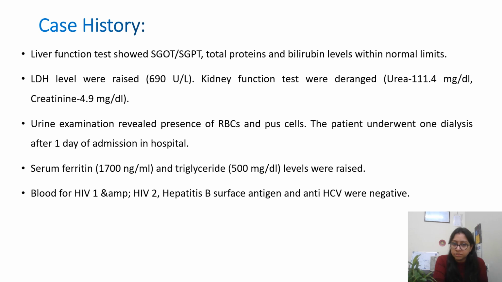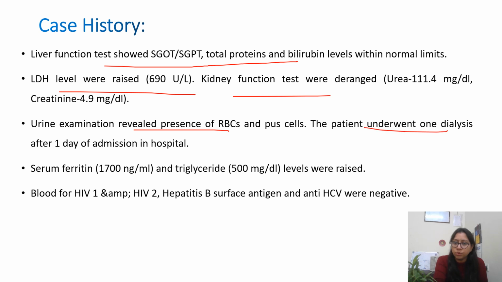LFT in this patient, SGOT, SGPT, total protein, bilirubin, were all within normal limits. LDH was however raised. KFT was deranged. Urea and creatinine were raised. Urine examination revealed pus cells and RBCs in the routine urine examination. The patient underwent one dialysis after one day of admission in the hospital.